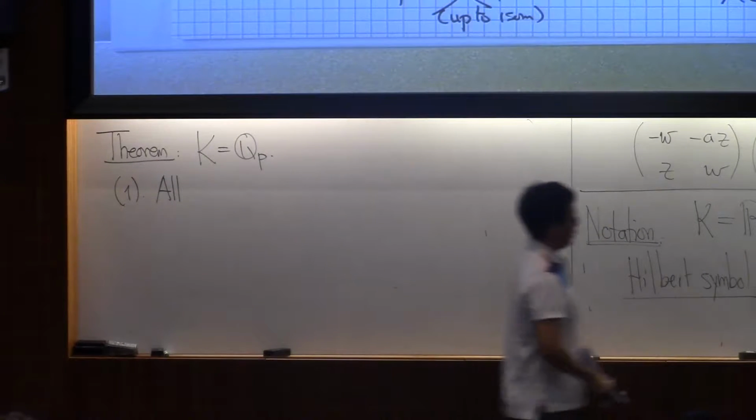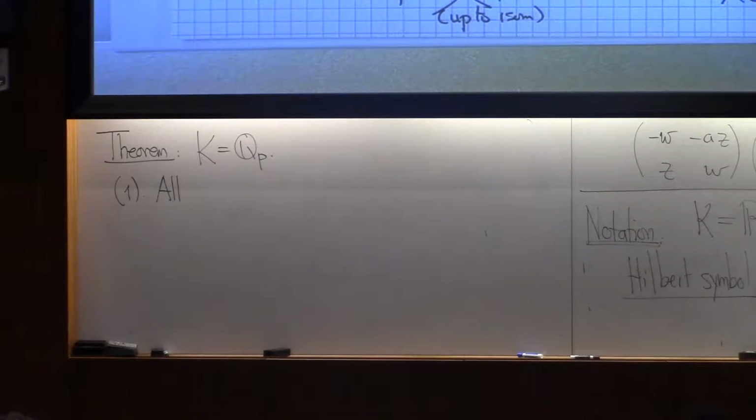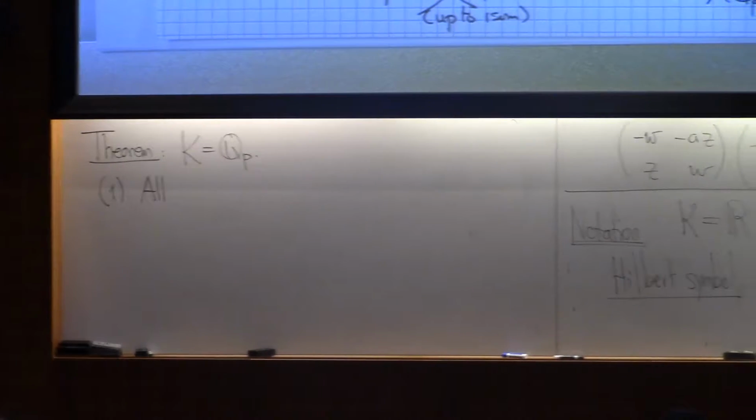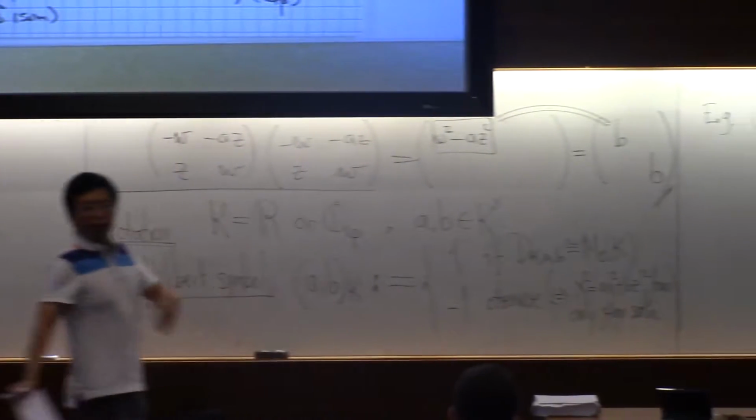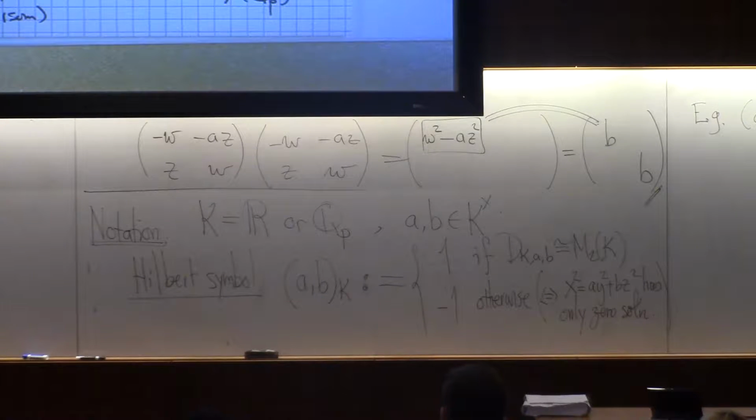Here we say, okay, if the Hilbert symbol is 1, then it's the matrix algebra, that's fine. If the Hilbert symbol is negative 1, I only know they're not isomorphic to the matrix algebra. Actually, in all such cases, the corresponding quaternion algebras are isomorphic.